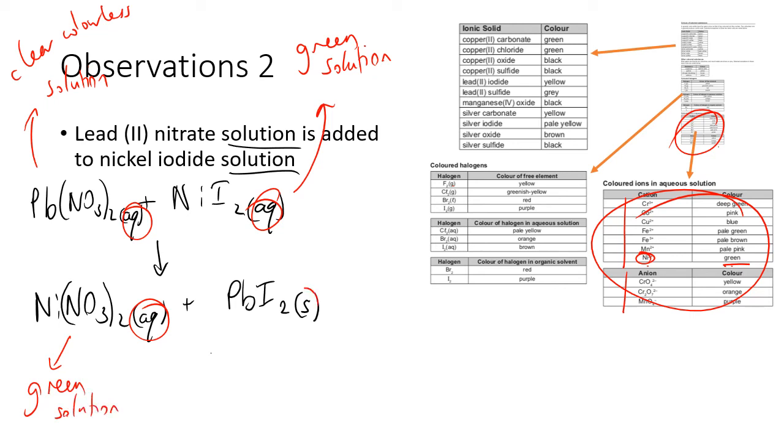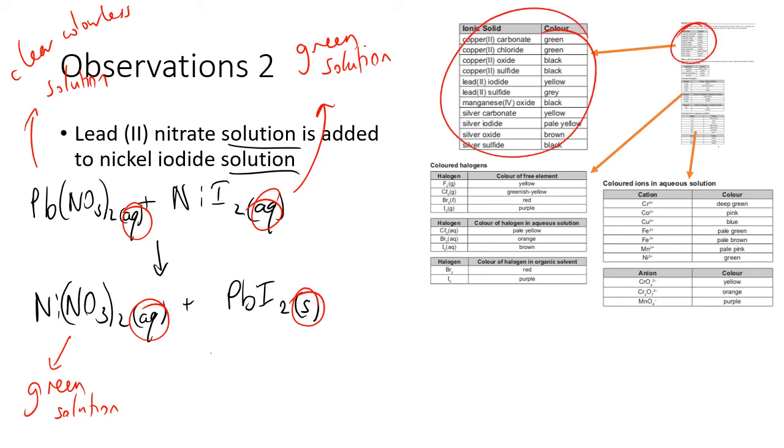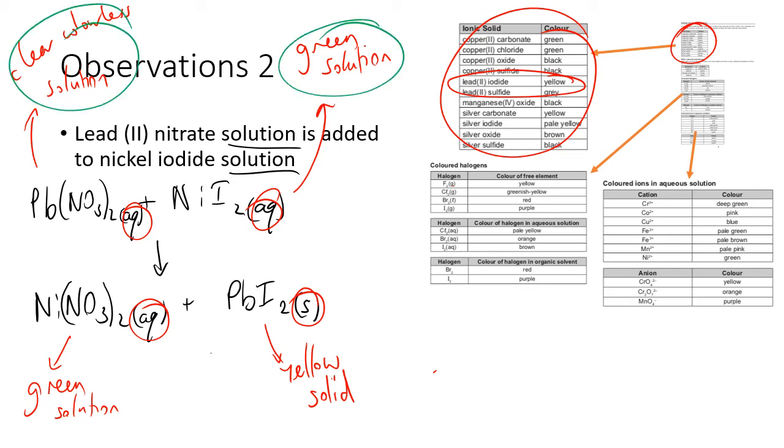And this is a solid now, so it's something different. So where do we look for solids? Okay, so first of all, the first place we look is at the top over here, and we say lead iodide. Is it there? Yes, it is, right here. Okay, and that is a yellow solid. Okay, so your final answer is a clear colorless solution is added to a green solution to form a green solution with a yellow solid inside it, or yellow solid is precipitated out.